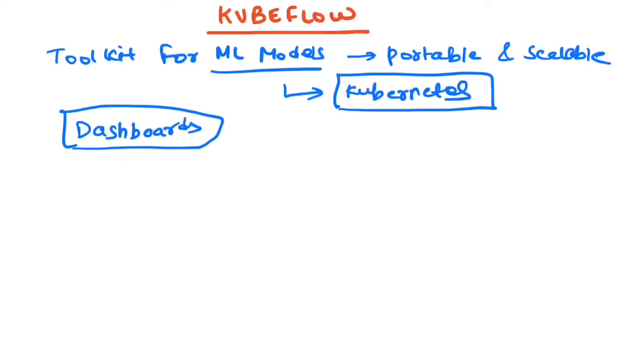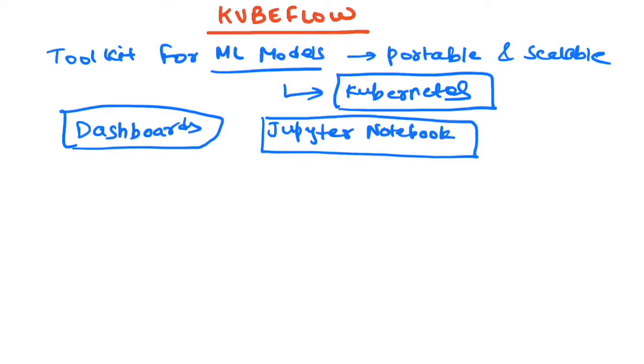The second component is the Jupyter Notebook. You must already be aware of what a notebook is, and Kubeflow offers its own integrated Jupyter Notebook, so that the same models can be converted into Kubeflow patterns and deployed. So you can use Jupyter Notebook, and the same notebooks can be converted to different Kubeflow components when it comes to deployment.